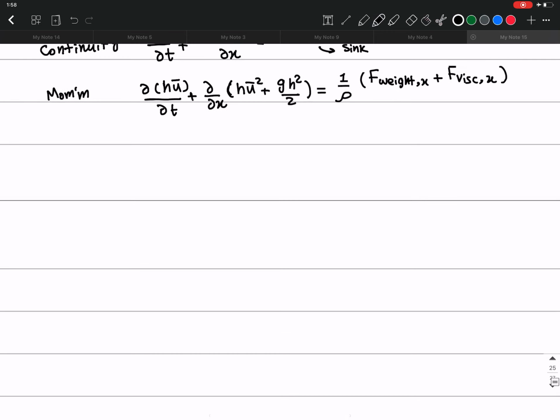So let's first investigate the gravitational force. So say here we have Fw, the weight of the fluid here. So let me say we have the weight of the fluid.